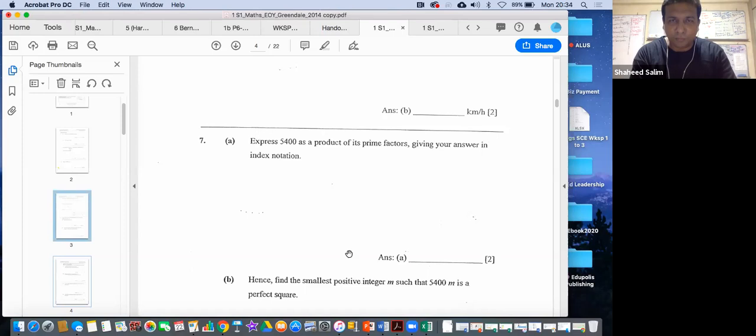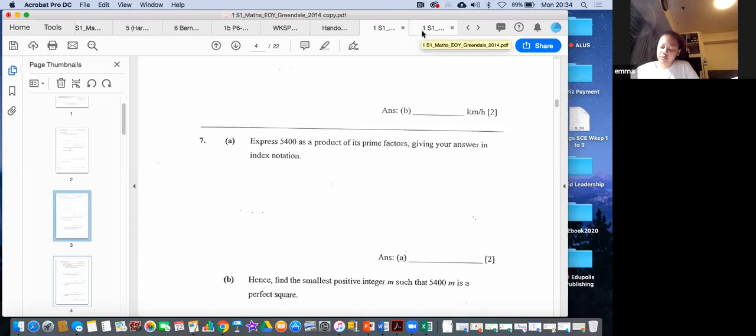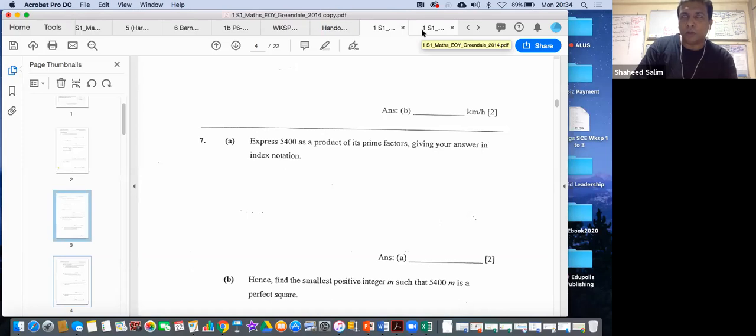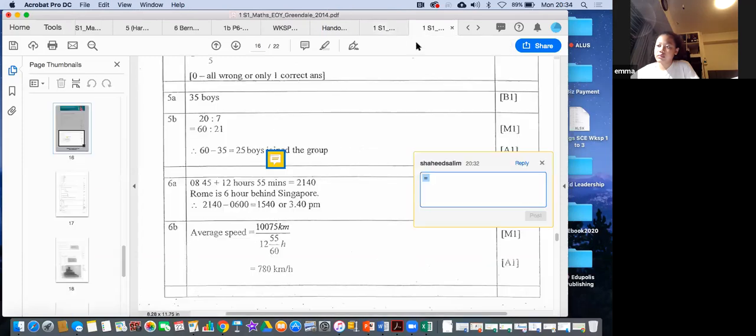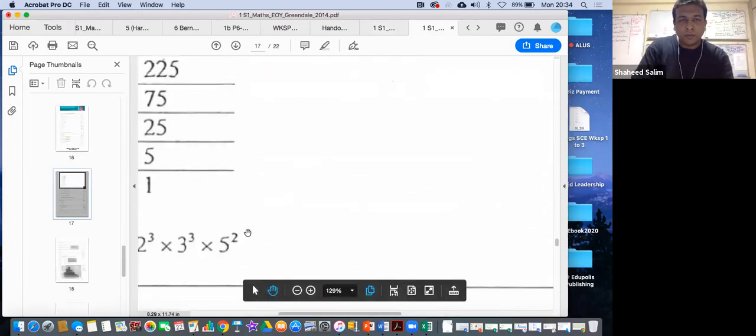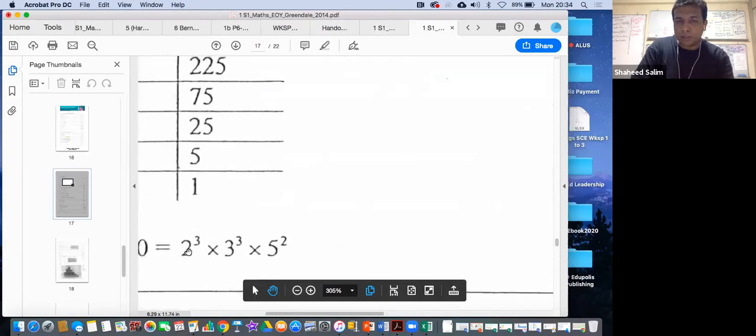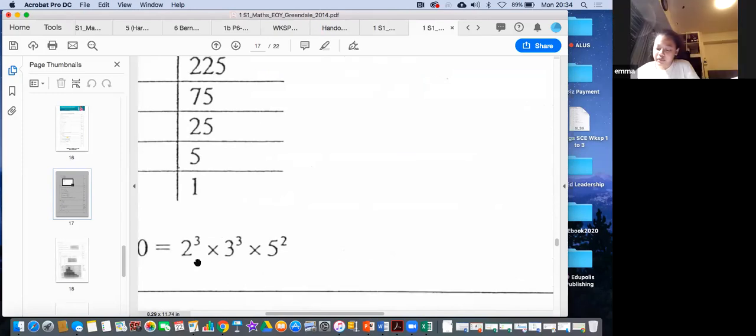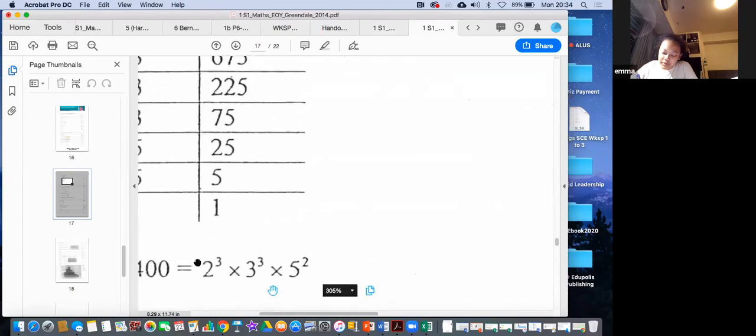Okay. Do you have your working for this? What's your answer for this? 2 to 2 times 3 to 3 times 5 to 2. So, 2 times 3 times 5. 2 to the power 2 times 3 to the power 2 times 5 to the power of 2. Let's see. Is this the same, 2 to the power 3 or 2 to the power 2? Yours is? I forgot to put one more.